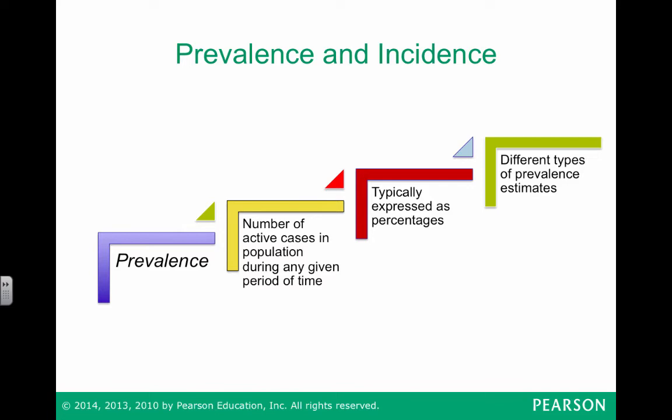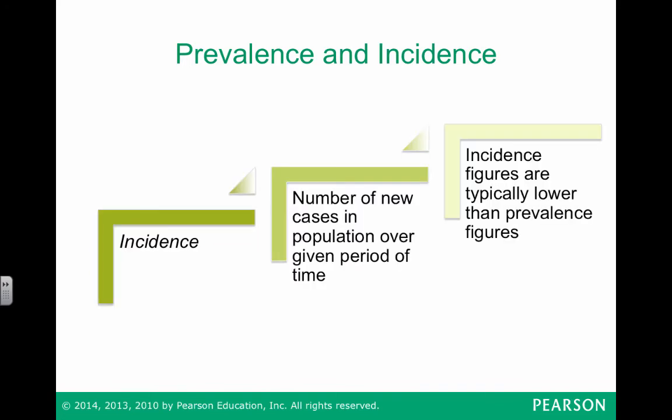Prevalence talks about the number of active cases in a population during any given period of time. Prevalence is typically expressed as a percentage, and there are several different types of prevalence estimates that we look at. When we talk about incidence, we're talking about the number of new cases in a population over a given period of time. Therefore, our incident figures are typically lower than our prevalence figures.